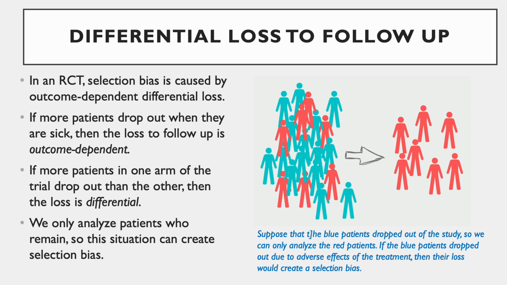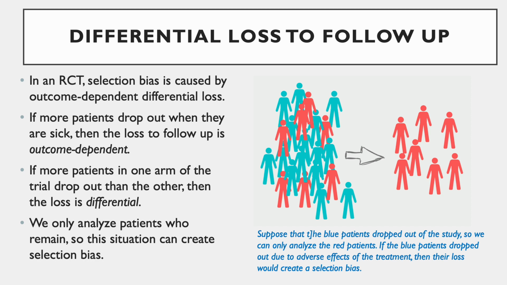In a randomized controlled trial, selection bias is essentially caused by what we call outcome-dependent differential loss to follow-up. A loss to follow-up is outcome-dependent if it's more likely to affect patients based on their outcomes. For instance, if a patient who is sick is more likely to drop out of a trial than a patient who is healthy, then we would call that outcome-dependent loss. A loss to follow-up is differential if it affects more patients in one treatment group than the other.